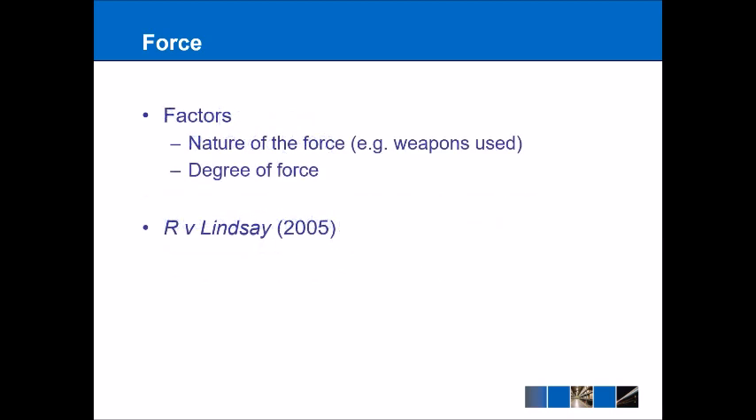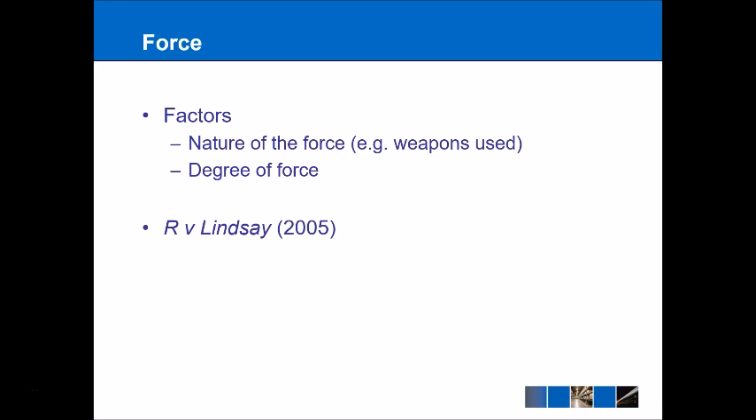So factors that the court, or you, might want to consider if you're doing a problem question are twofold. We've got the nature of the force, for example, the weapons used, and also the degree of force, so how much force was actually used. So Crown against Lindsay from 2005 is a really interesting example. I'll give you the facts of the case, and then you might want to pause the video, have a think about the nature and the degree of the force, and then unpause it and see what happened in the end.